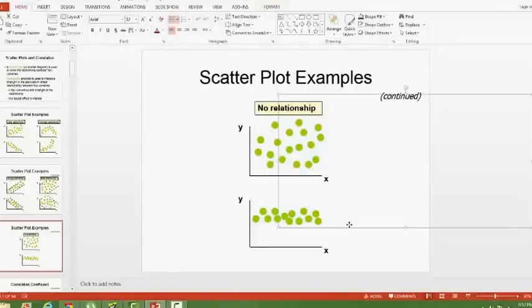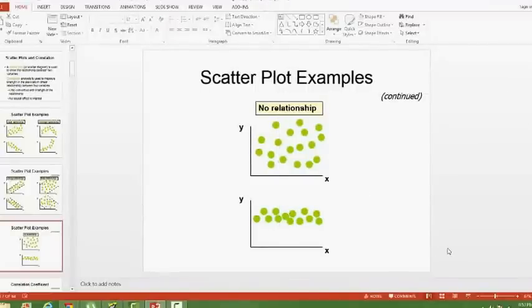There can be cases where the points are circular in nature, then we can say that there is absolutely no relationship between x and y. Okay, or sometimes the points are parallel to either the x-axis or the y-axis. As you can see in the second one, the circles are all lying on a line which is parallel to the x-axis. So if we change x, there is hardly any change in the y value. In such scenarios, we can say that there is hardly any relationship between x and y.